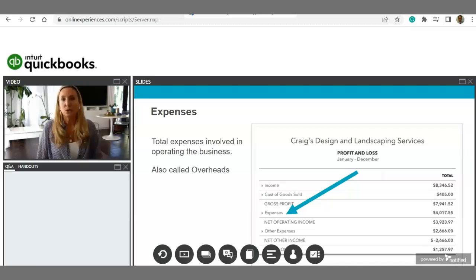Now, one quick and important metric that we can calculate on the P&L, which is calculated for you, is the gross profit. So you take the income and subtract the direct costs, and that's the gross profit. And then you can go further and subtract those indirect expenses, which we call overheads also, and then you end up with the net operating income. So those are important calculations for you to do just by looking at the P&L.